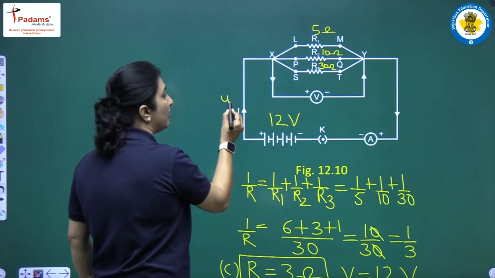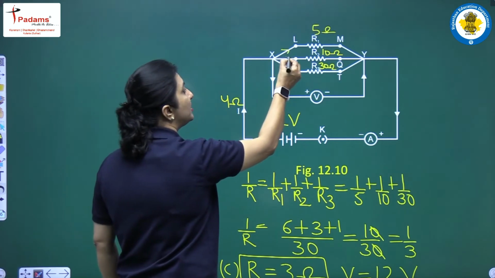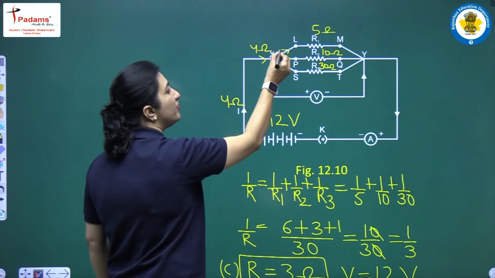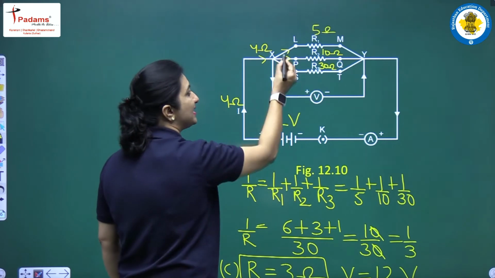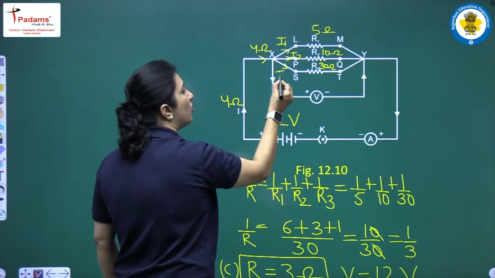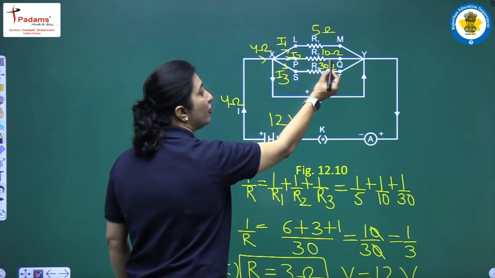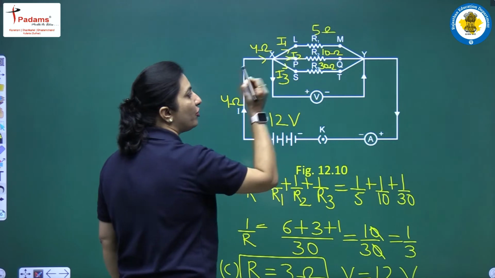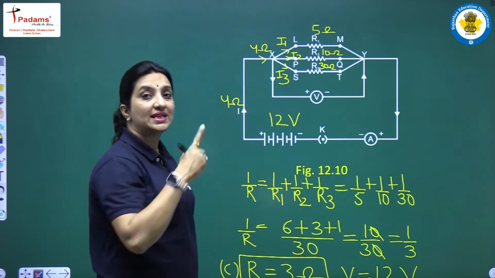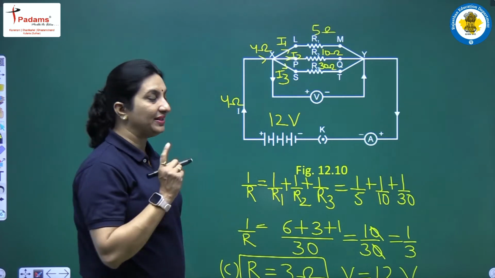Now 4 amperes of current is flowing through it. So what we see is this 4 amperes of current is now going to distribute itself into 3 parts, according to the resistances. So let's call this I1, this I2 and this I3. I1 is the current flowing through R1, I2 is the current flowing through R2 and I3 is the current flowing through R3. Since the potential across each of the resistors is the same, let's calculate I1, I2 and I3.